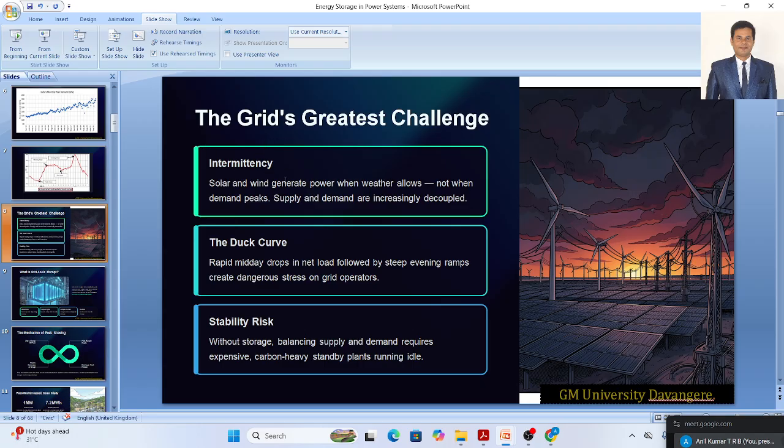First I talked about the intermittency of solar and wind, right? It depends upon the weather. When weather allows, there will be generation. If there is no proper weather, we cannot expect solar and wind generation, right? When the demand peaks, it doesn't mean generation will increase. It depends upon the weather. That's why it is intermittency. Sometimes it will come, sometimes it may not come.